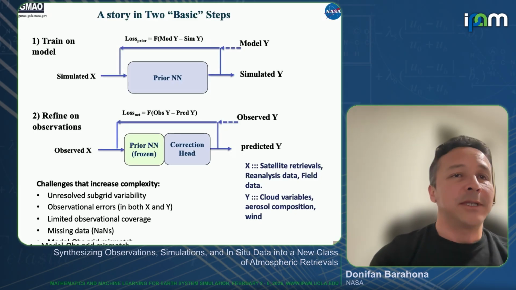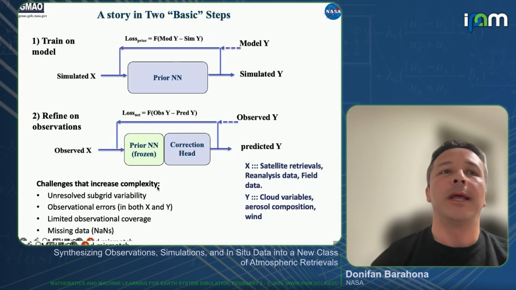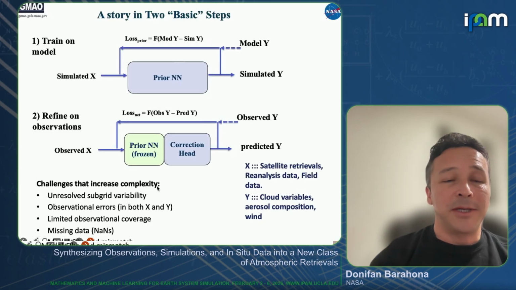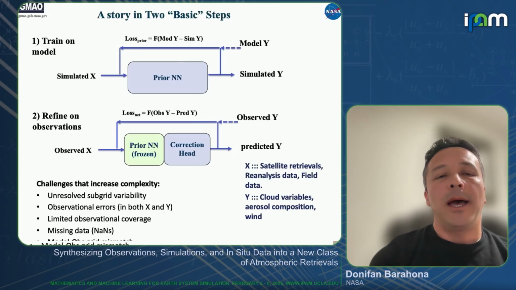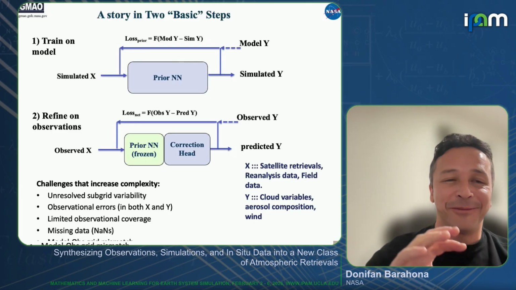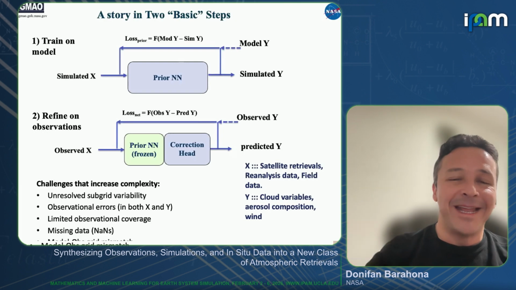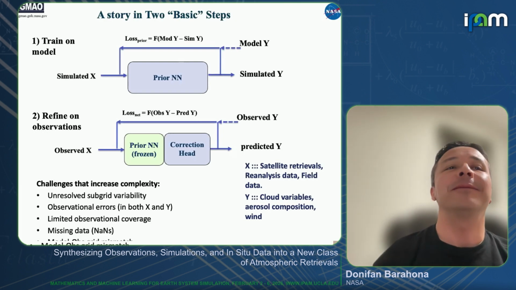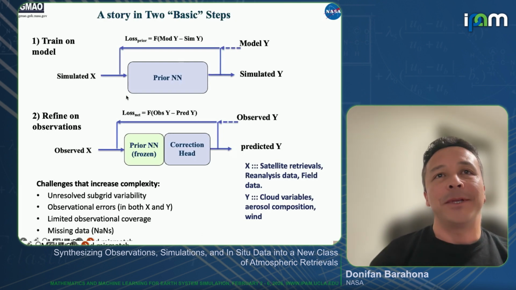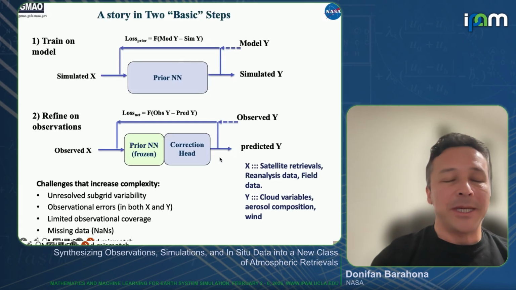Well, why? Because we have unresolved subgrid variability, we have observational errors in both X and Y. We have limited observational coverage. And we know that every time we have an experiment, it probably will have a very limited domain. It's not typically nice data. It's very full of NaNs and missing data, and we have to account for that somehow. And there is typically a mismatch between the domain of the observations and the domain of the model.